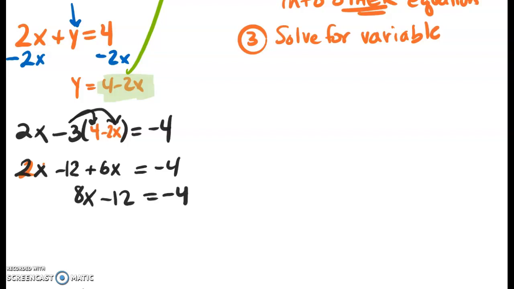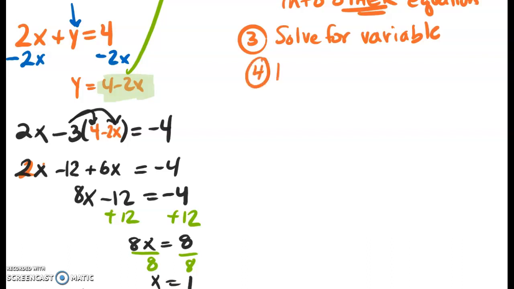And then I'm going to say, all right, I need to solve for x. So I'm going to add 12 to both sides. I get 8x is equal to a positive 8. And then divide both sides by 8 to get x by itself. I end up with x is equal to 1. And now I'm going to take that variable and do step 4, which is to back substitute it.